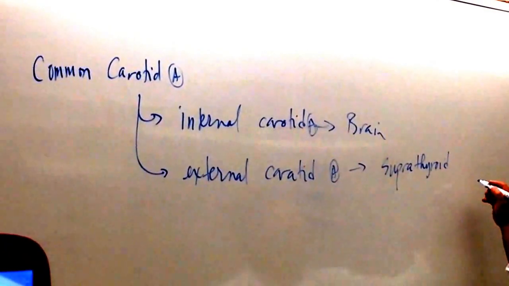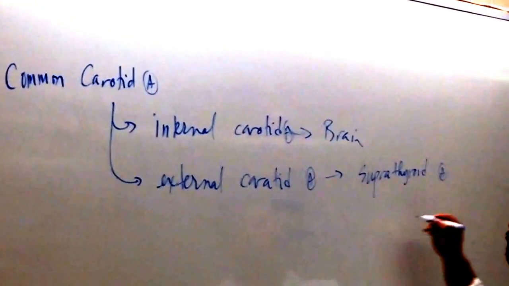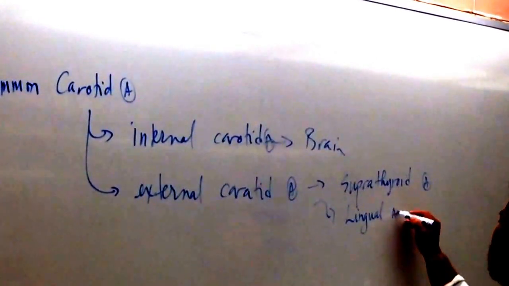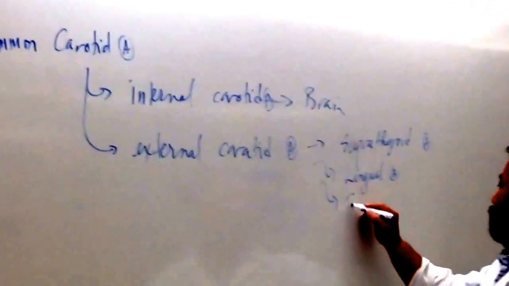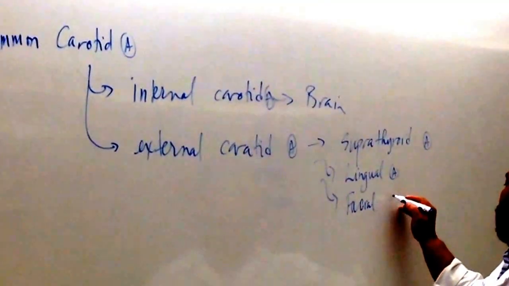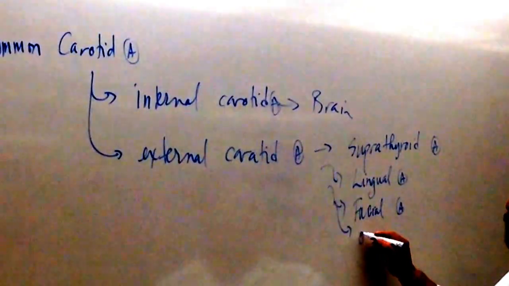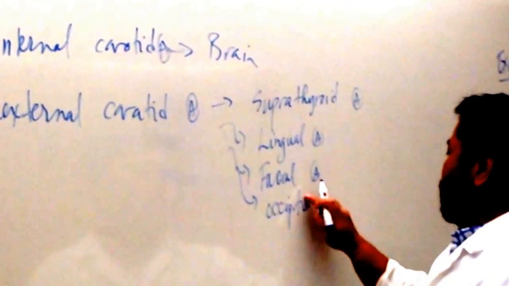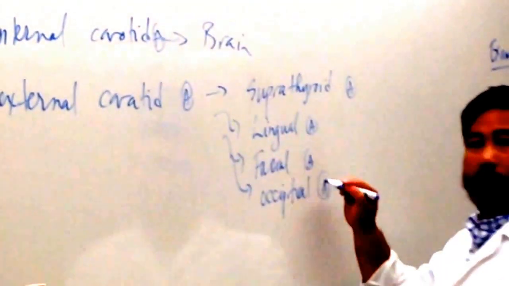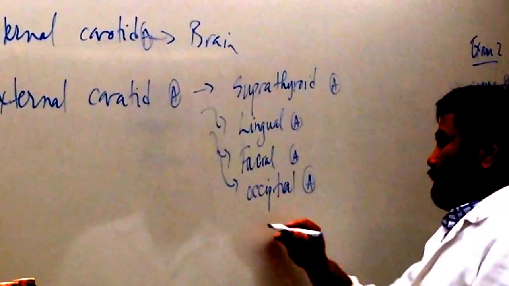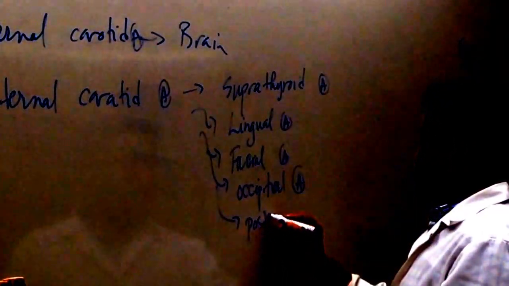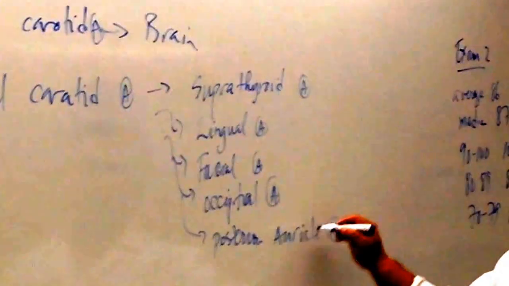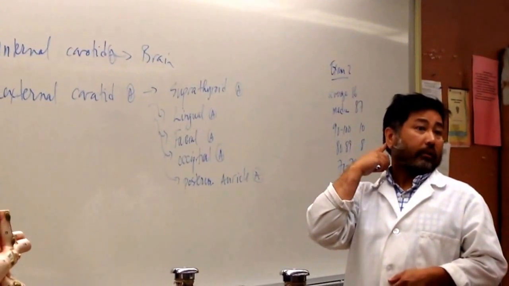superior thyroid artery, the lingual artery, the facial artery, and the occipital artery. Where does the occipital artery run? On the back of the head. Then the posterior auricular, and what does posterior auricular refer to? The heart? No, it's the ear in the back.